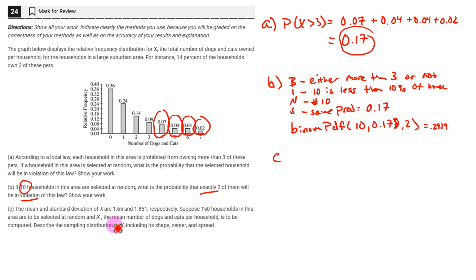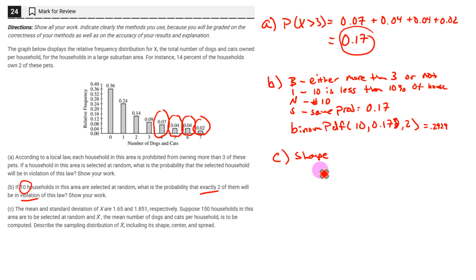Okay, C. The mean and standard deviation are 1.65 and 1.851. Suppose 150 households are selected at random. The mean number of dogs and cats per household is to be computed. Describe the sampling distribution, including shape, center, and spread. So we're going to do SOCVA. Shape.